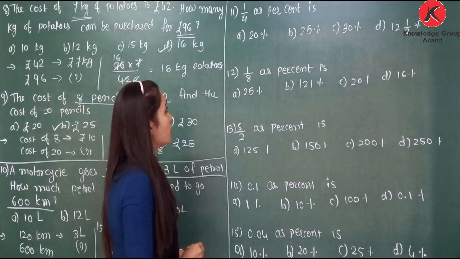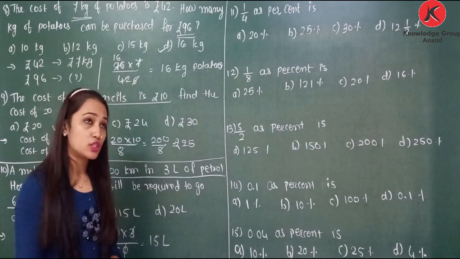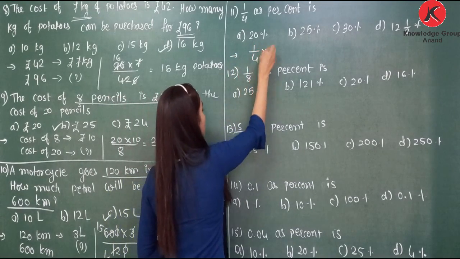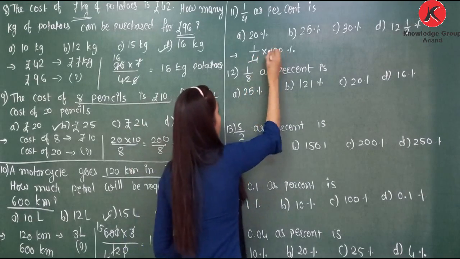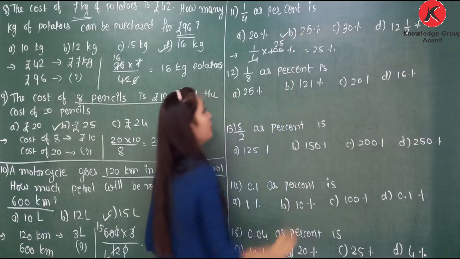Next one, 1 by 4 as a percent. We also learn how to convert fraction in percentage. So to convert 1 by 4 as a percentage, we need to multiply with 100%. So that is 25. It is 25%. So that is option B.